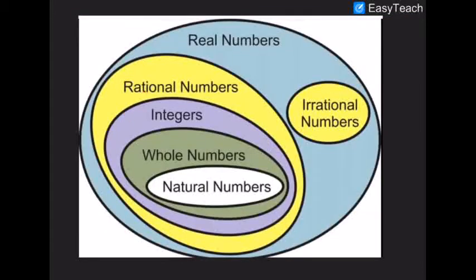You can see real numbers contain rational numbers and irrational numbers. So what includes rational numbers? All the set of natural numbers, whole numbers and integers. And whole numbers contain the set of all the natural numbers, and integers contain the set of all the whole numbers, and rational numbers contain all the set of integers. So real numbers contain rational numbers and irrational numbers, and rational numbers contain all these number systems.